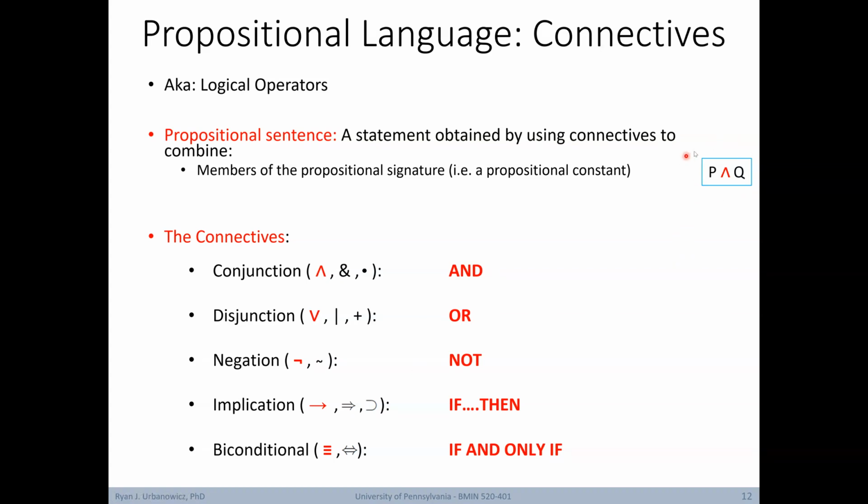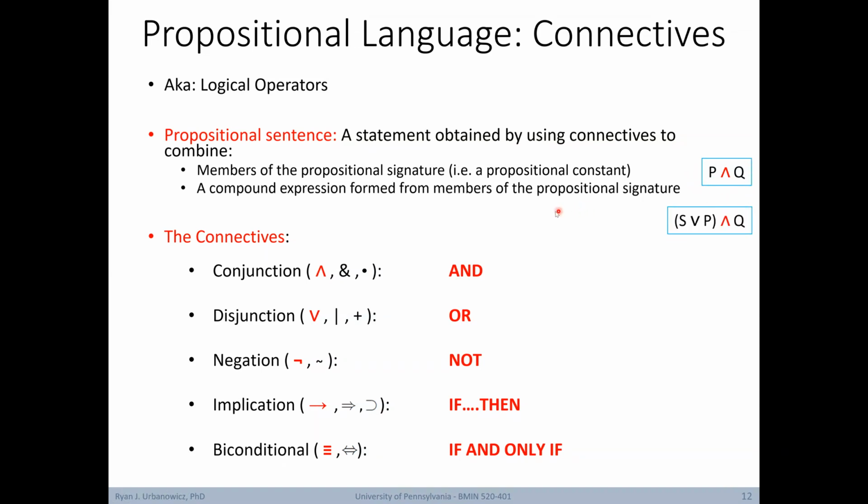Here's an example over here on the far right. We have two propositional constants connected by the conjunction, or the "and" connective. So this statement means P and Q. A propositional sentence can also combine a compound expression formed from members of the propositional signature. Basically, it's a more complex combination. Here we have an atomic proposition combined with a more complex proposition. This reads S or P and Q.